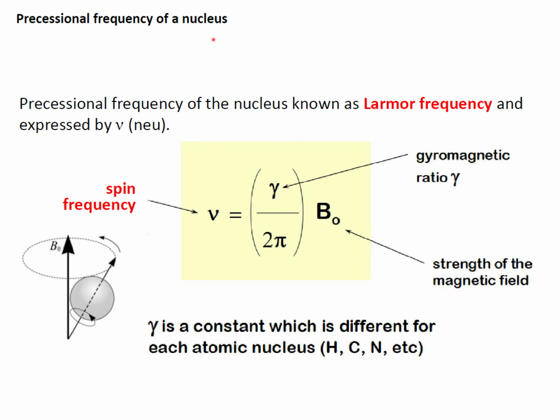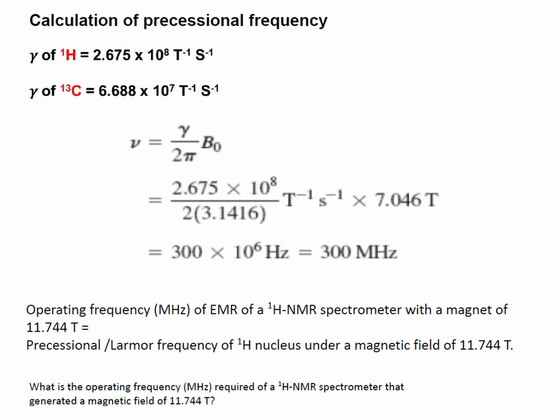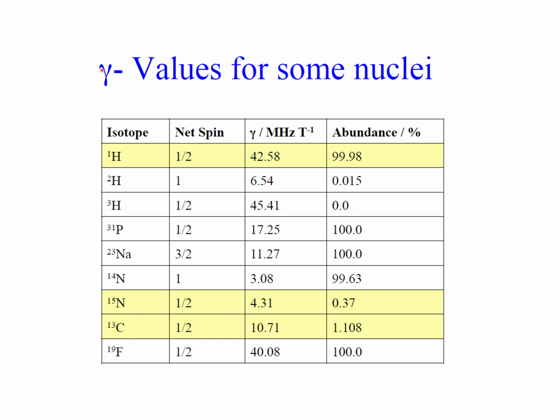So the precessional frequency of a nucleus, I have also shown this equation. This is the gyromagnetic ratio, the ratio of the magnetic moment to the angular momentum. This is the strength of the magnetic field, and this is the spin frequency. So here are some calculations. Sometimes we say that it was a 300 megahertz NMR or a 600 megahertz NMR. Actually, this calculation comes from there. Here are some gamma values for some nuclei.